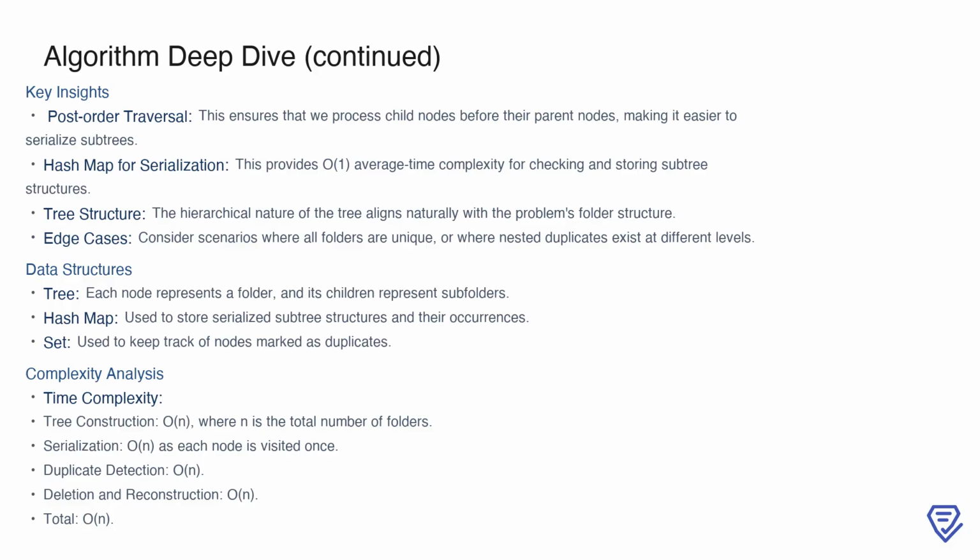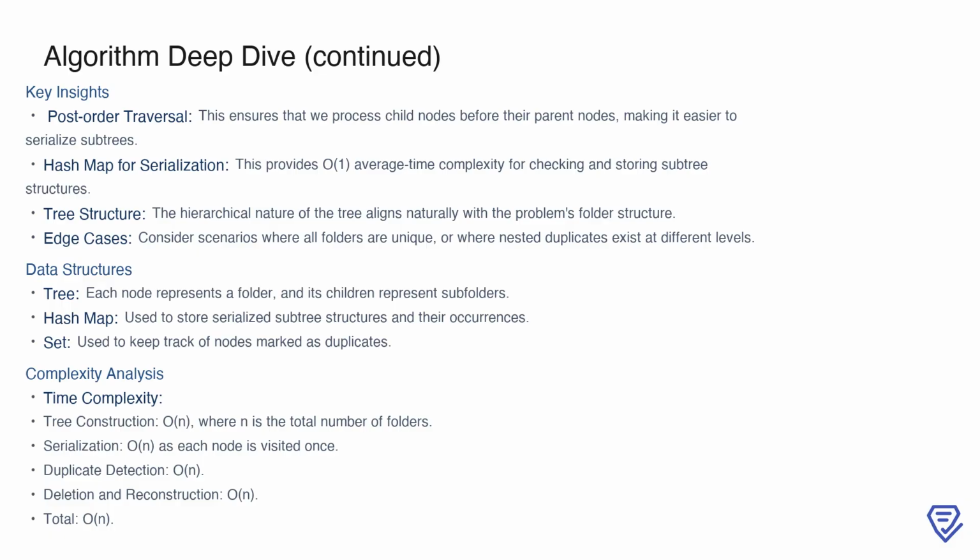The hierarchical tree structure aligns perfectly with the problem's folder organization, making it natural to use. It's also important to consider potential edge cases, such as when all folders are unique or when nested duplicates appear at different levels of the tree. The main data structures involved are the tree itself, where nodes represent folders and subfolders, a hash map for storing and checking serialized subtree structures, and a set to track nodes marked as duplicates.